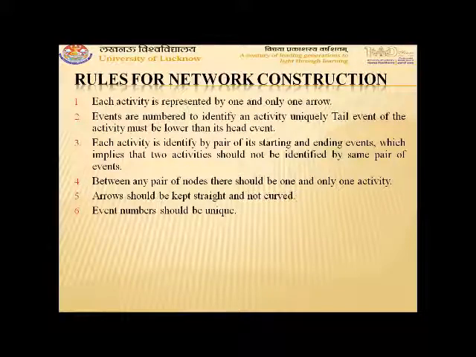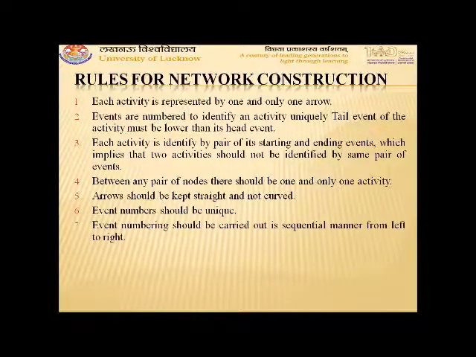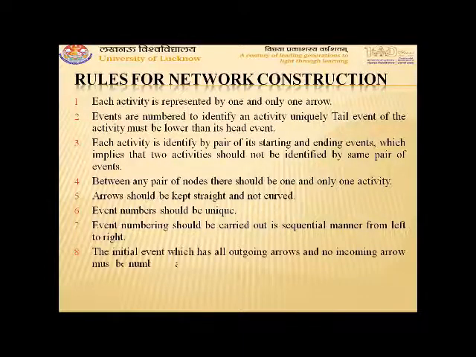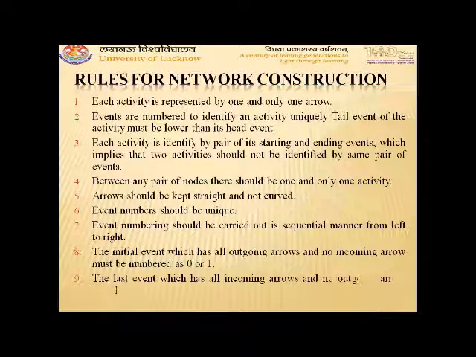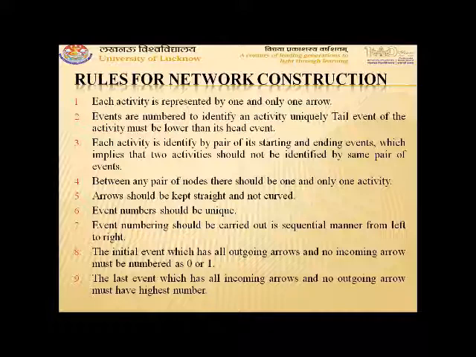Event number should be unique. Event numbering should be carried out in sequential manner from left to right. The initial event, which has all outgoing arrows and no incoming arrow, must be numbered as 0 or 1. That means the starting event from which we start should be numbered as 0 or 1, and it has no incoming activity. Similarly, the last event has all incoming arrows and no outgoing arrows, so it should be numbered as the highest number in the network scheduling.